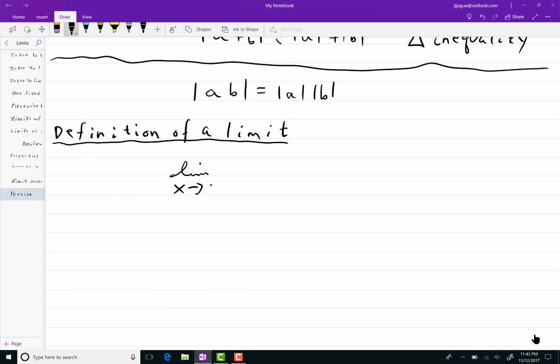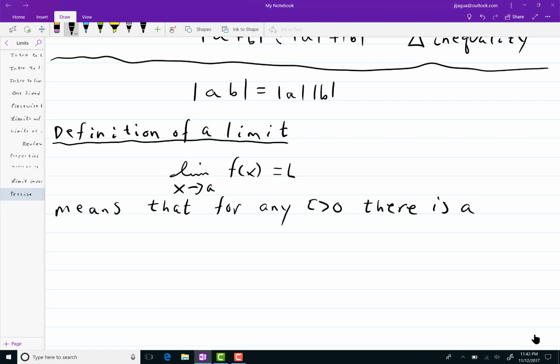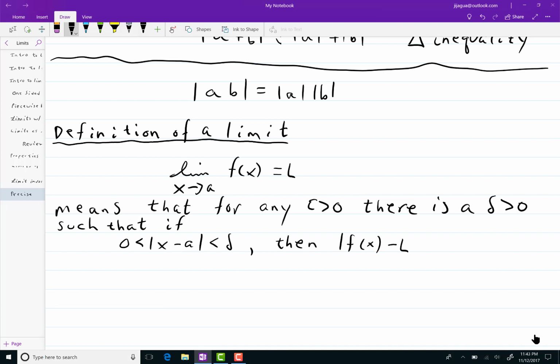The limit as x goes to A of f of x equals L means that for any real number epsilon greater than 0, there is a real number delta greater than 0 such that if 0 is less than the absolute value of x minus A is less than delta, then the absolute value of f of x minus L is less than epsilon.